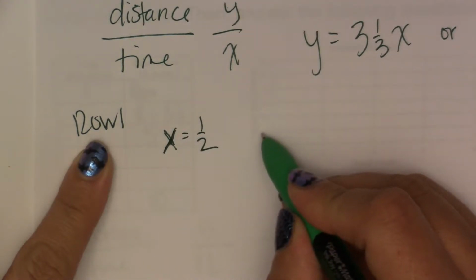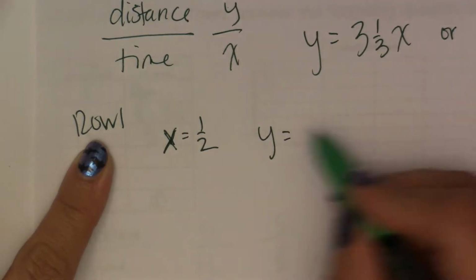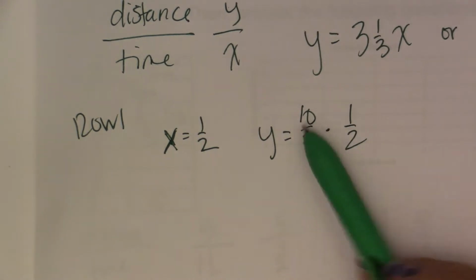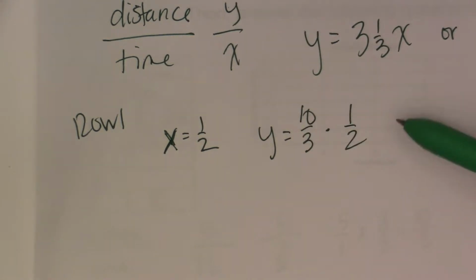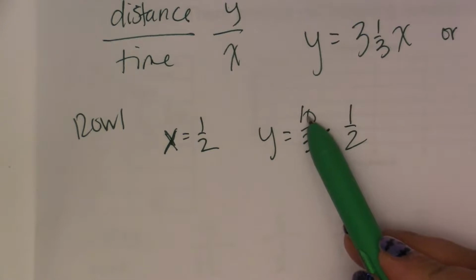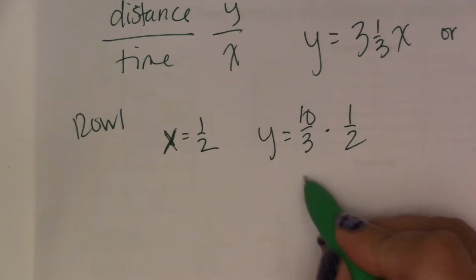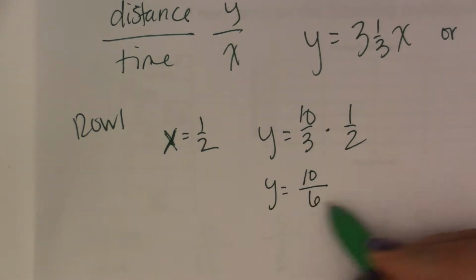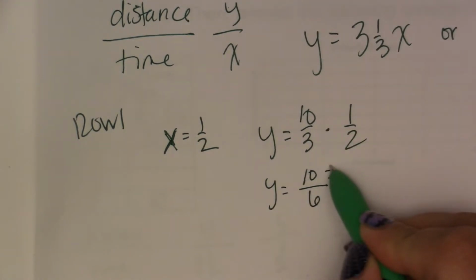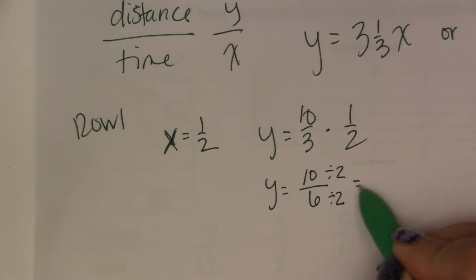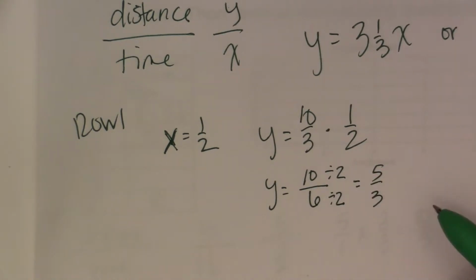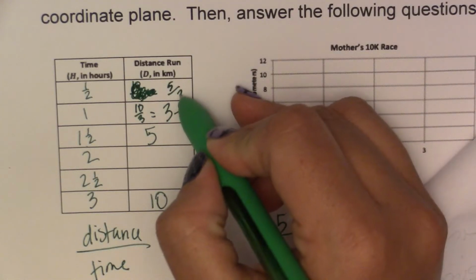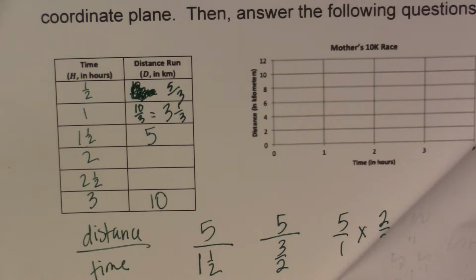Sorry, make sure you can see it. Y equals, I'm going to use the 10/3 times 1/2. Now I used the 10/3 because I know I was going to have to multiply. All right, so when I multiply, I get 10 times 1, which is 10, and 3 times 2, which is 6. And then I can divide these both by 2 to simplify, and I get 5/3. So in half an hour, Sam's mom will run 5/3.